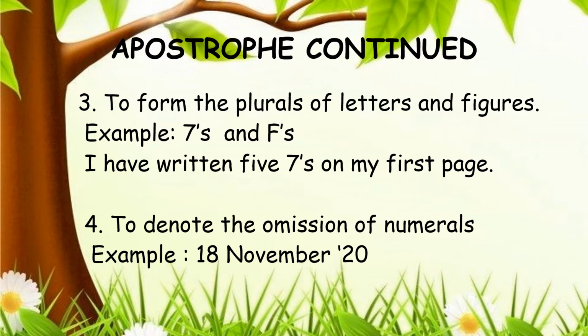Fourth point is to denote the omission of numerals. Now when you are removing a numeral, just as before when you remove a letter, you will put an apostrophe. Now I'm telling you when you remove a numeral, you will put an apostrophe. For example, 18 November '20. So there I put apostrophe 20, or in other words I can say 2020. So instead of writing 2020, I put apostrophe 20 and we all know the date will be 2020.